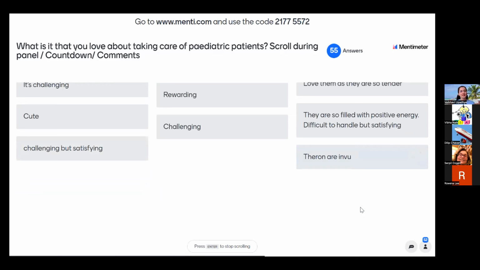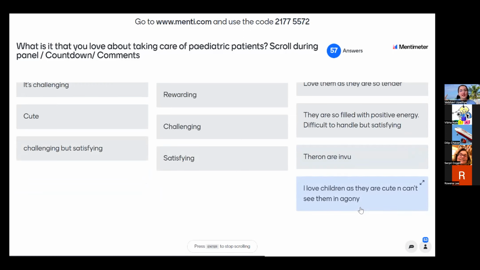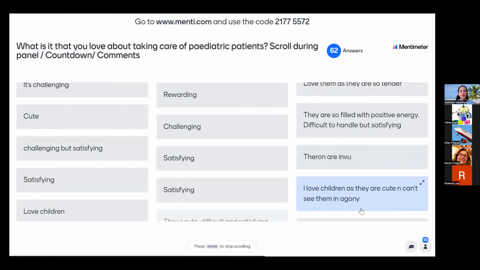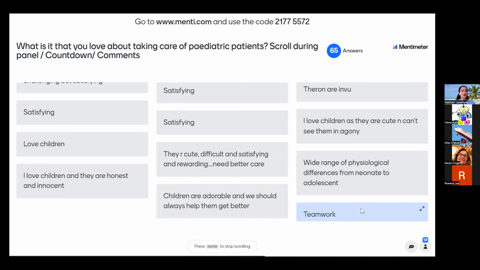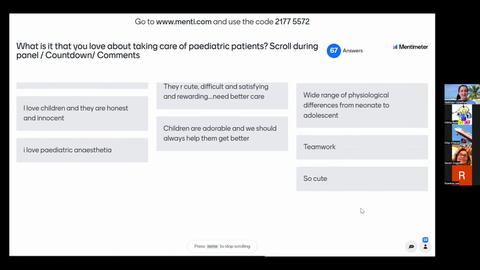Now, as you see, this scrolling is something that we can actually use during our panel discussion. So our panel can actually interact with you all, and we can talk to you through this, and you can talk to us through this.